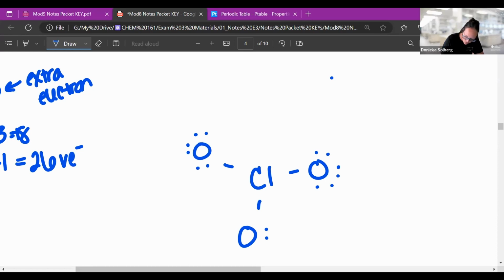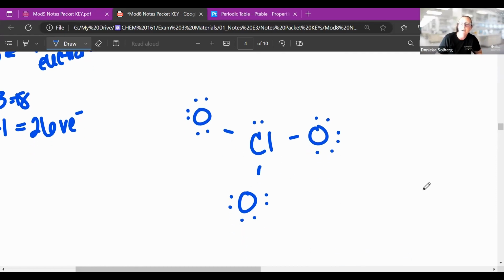I'm going to check my numbers really quick. Okay, before I add any to the middle. So I should have 26. I have 2, 4, 6, 8, 10, 12, 14, 16, 18, 20, 22, 24. So I got 2 more, pop them on the middle. Okay, now check my octets. Oxygens are all good. Actually, my chlorine's good too.